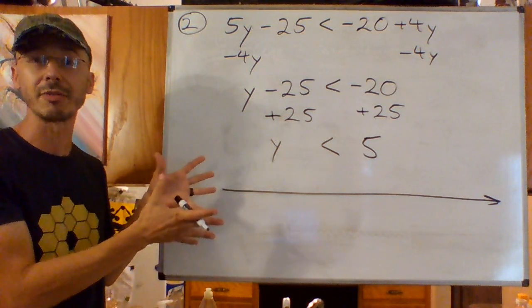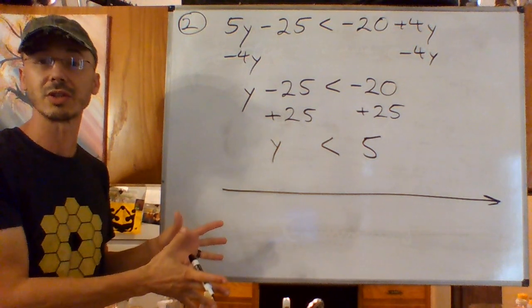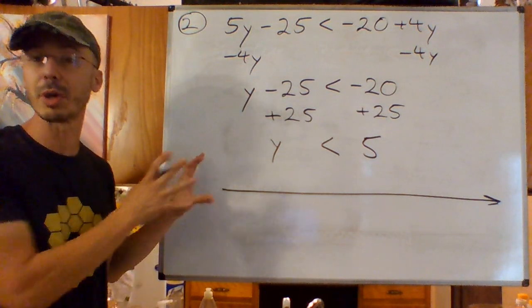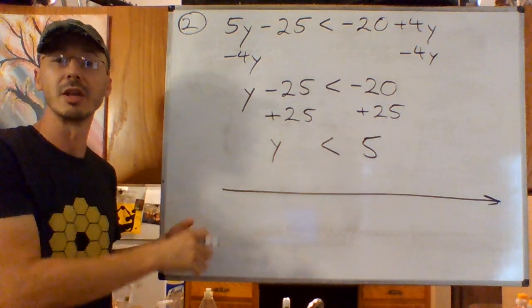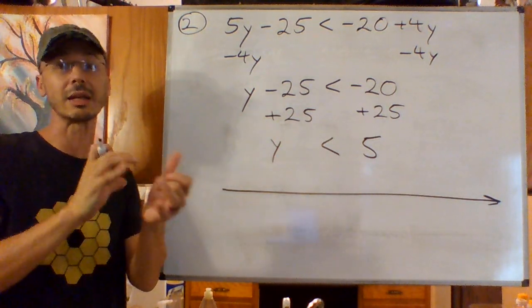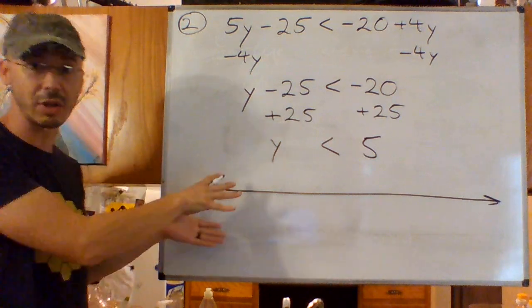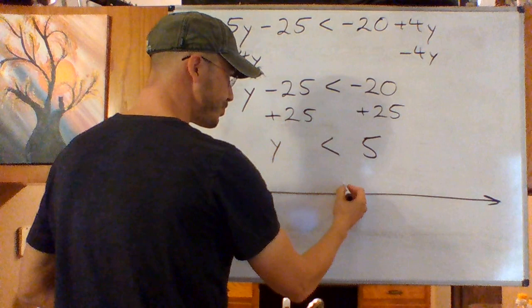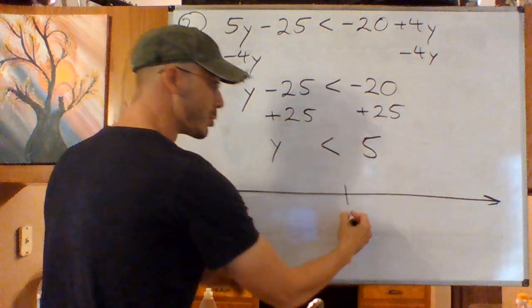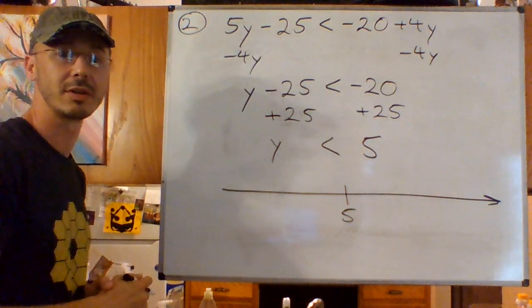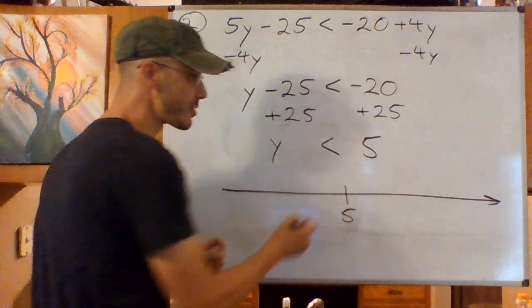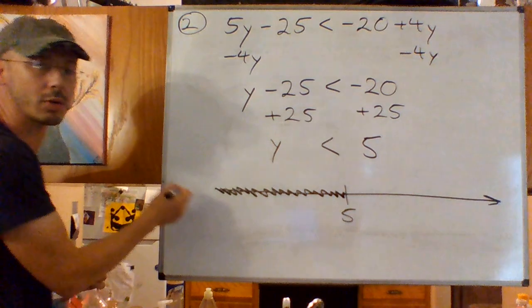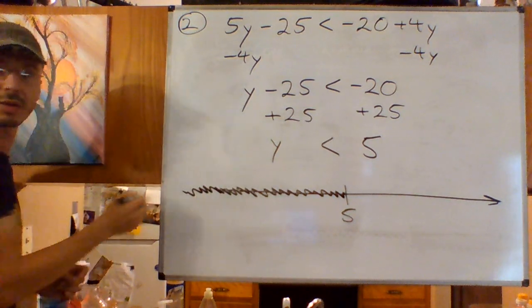But the graph and the interval notation are two ways of writing the same thing. The graph is a picture, a number line picture. The interval notation is a symbolic number line picture. So let's build this one. The only number I have to work with on this line is 5. y is less than 5 means to the left of 5 on the number line, but there's no lower limit. It just keeps going.